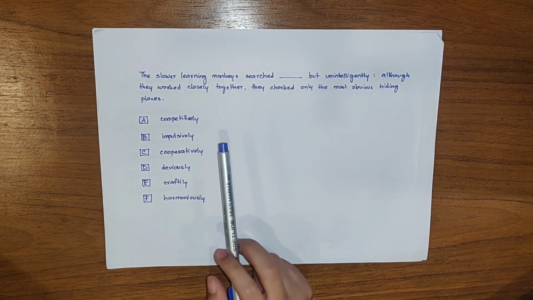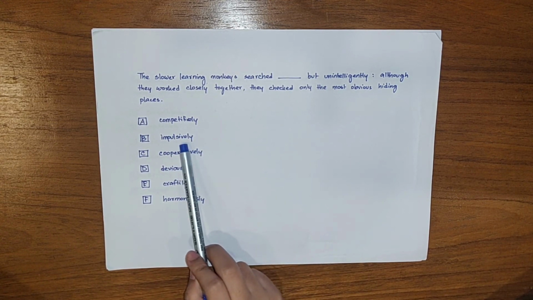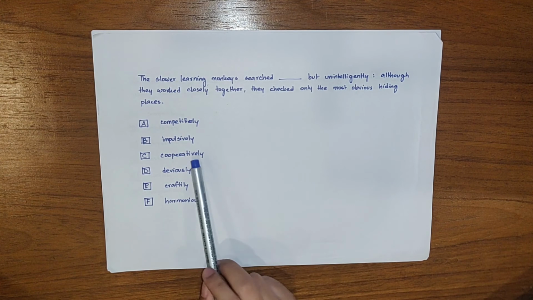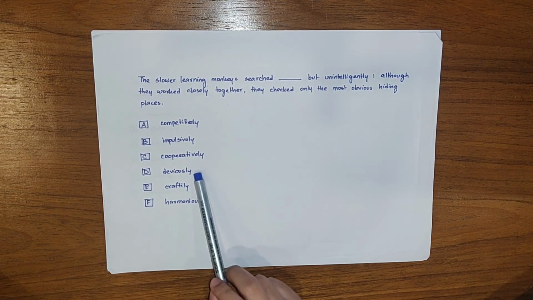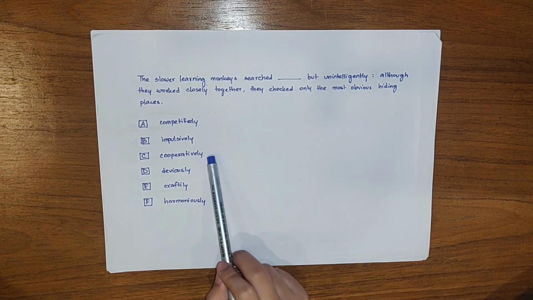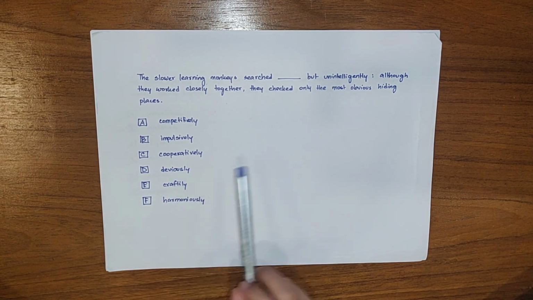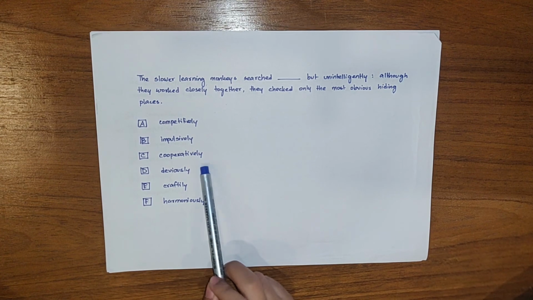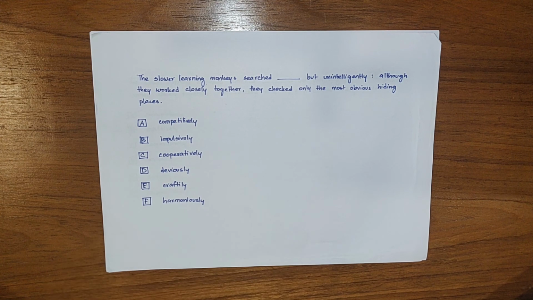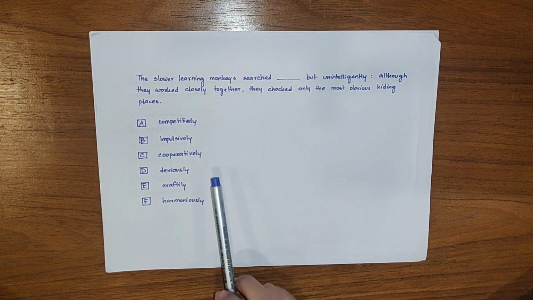Now let's look at the options. Competitively doesn't match with our guess. Impulsively, no. Cooperatively, this is what we guessed for the blank, so this might be an answer. Deviously, no. Craftily, no. Harmoniously, yes. Harmoniously and cooperatively are synonymous, so C and F are our answers. Now, as you can see, deviously and craftily are also synonymous. So if you looked for synonyms without understanding the context first, you'll get confused very easily and spend more time than necessary.